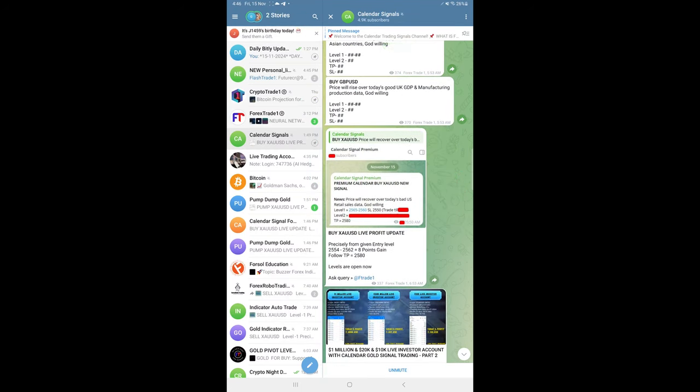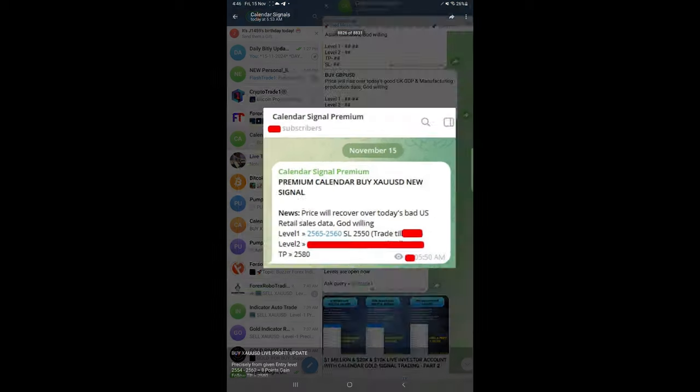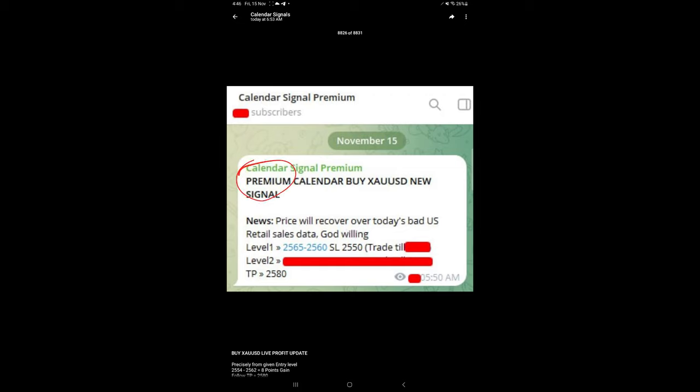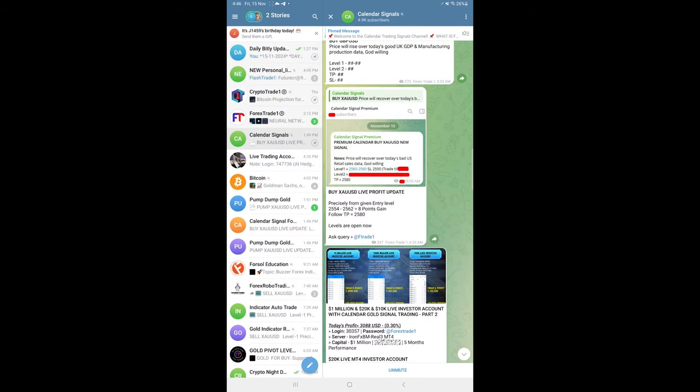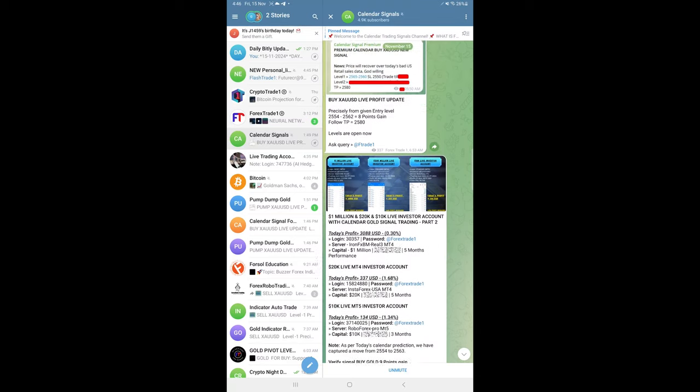And later at around 7 a.m. GMT, we shared the screenshot from our premium channel where we gave all the levels with SL and target to our premium clients. And this is the signal posted time in our premium channel. At morning 5:50 a.m. GMT, we gave this signal to our clients, and precisely from our level, it made the gain. So we updated this in our free channel here at around 7 o'clock in the morning.